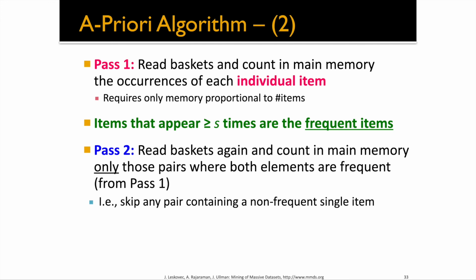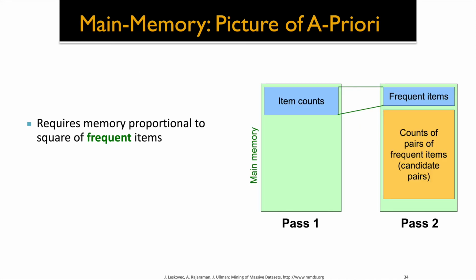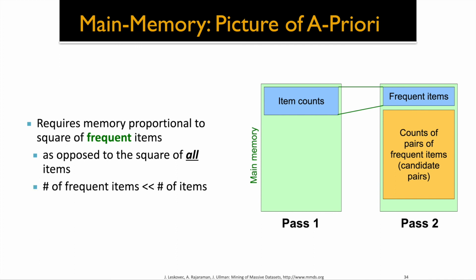Now for pass 2, we can go back and read the baskets again and count only those pairs that include elements that are frequent. Any pair that doesn't have a frequent item must also itself be infrequent, so we get to skip a lot of possible pairs. The nice thing about the space complexity of this is that we only require memory proportional to the square of the frequent items. So if we expect that the number of frequent items is going to be much smaller than the number of total items, then we do well in memory.